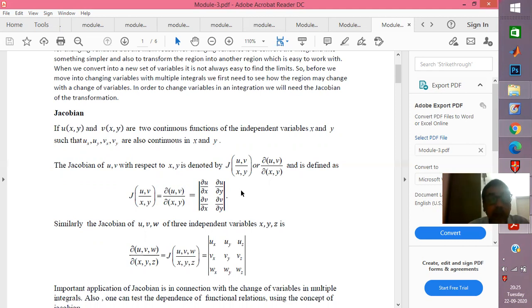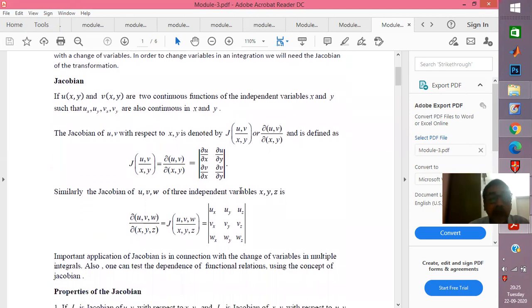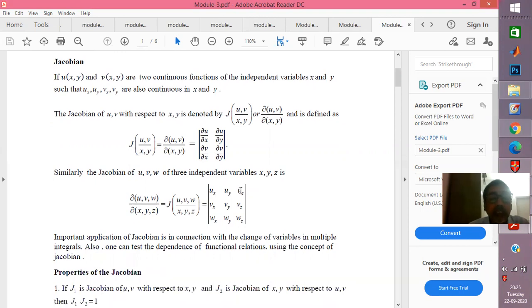Similarly, there could be a transformation from a three variable space to another three variable space, u, v, and w in terms of the variables x, y, and z. In which case the determinant will be a 3 by 3 determinant with the partial derivatives of u, v, and w in terms of x, y, and z arranged in rows or arranged in columns. So it's a very, very straightforward approach to find the Jacobian.